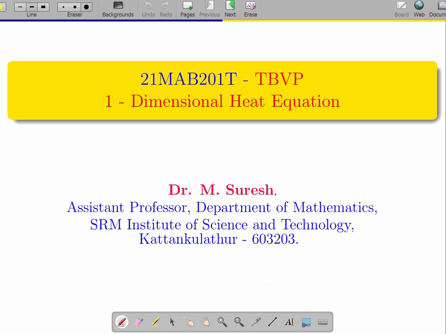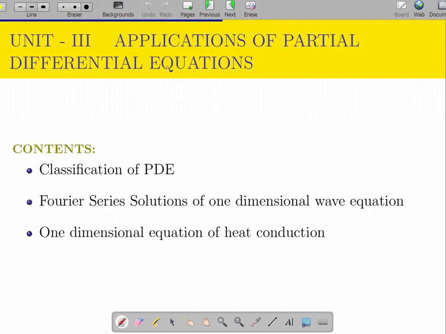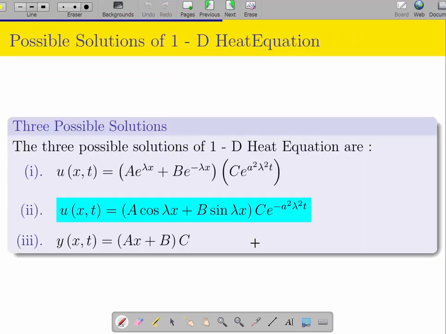Welcome to this session. Now we are going to discuss one-dimensional heat equations. These are the topics under unit number 3. Topic number 1 is classification of PDE. Topic number 2 is one-dimensional wave equations. Now we go to the one-dimensional heat equations. So these are the three possible solutions. Already we know that one.